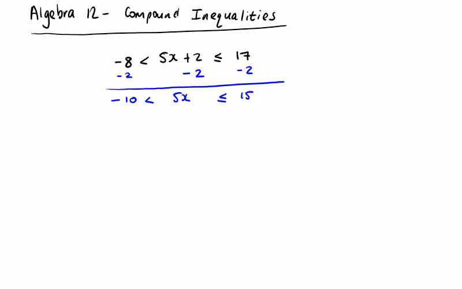Now we just want x all the time. So how do I get x on its own? Manipulation of formula, divide by 5. So we're going to get minus 2 is less than x, which is less than or equal to 15 divided by 5, which is 3. So this is my solution set.